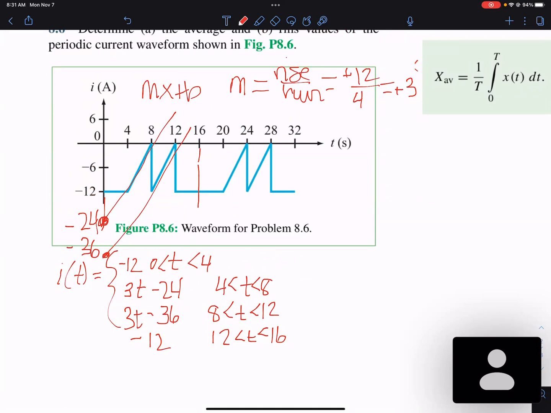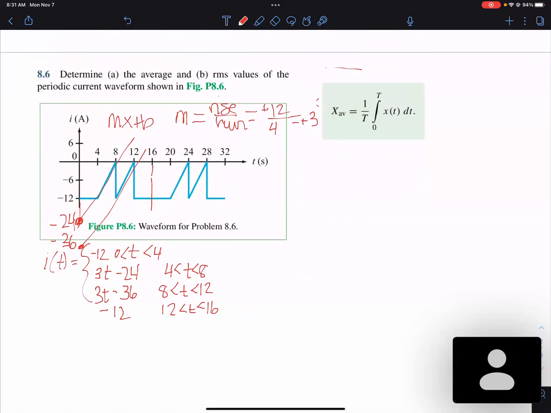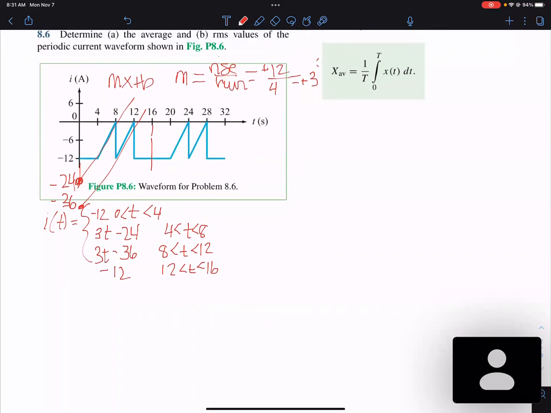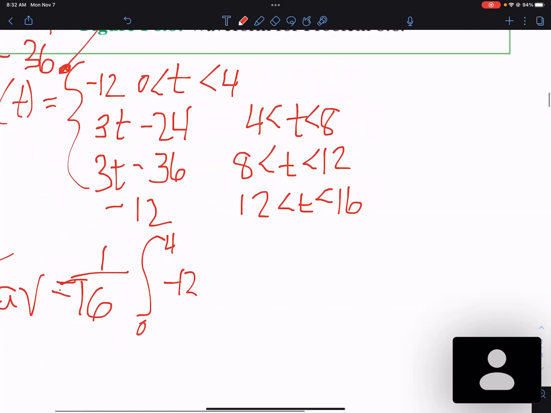Okay, so now from here, we are going to use the integration. So 1 over T. The time period for the first one is 0 to 4, and then the time period is 16 fully. So our I average is going to equal 1/16, and then integrate each of these intervals. So 0 to 4 of minus 12 dt.